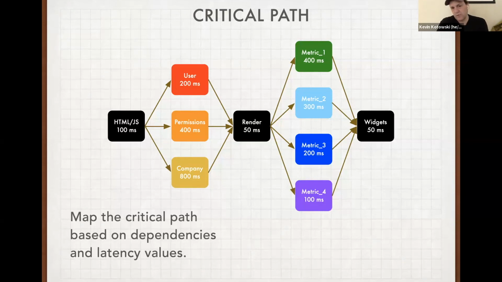Then we're going to get some data. Then we're going to do that initial page render. Then we're going to get in the background the metrics 1, 2, 3, 4, and then the widgets. You could probably already start thinking about different ways that you could optimize some of this stuff.